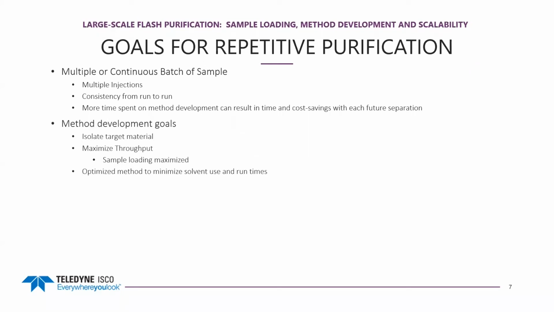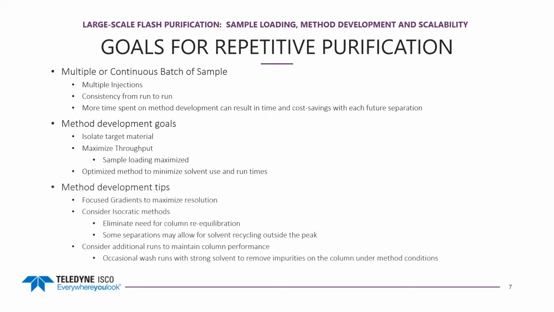So obviously our goal here is to isolate our target material. We want to maximize our throughput at this point because we want an efficient process. We want to minimize the amount of time we're using for subsequent injections. And we're going to really focus on optimizing our method and then maximizing our sample loading so that we can minimize solvent use, which cuts down on cost, and our run times, which cuts down on our labor cost.